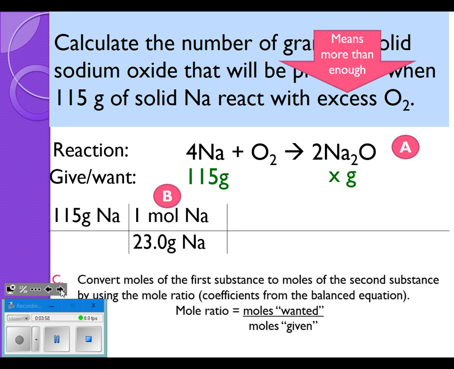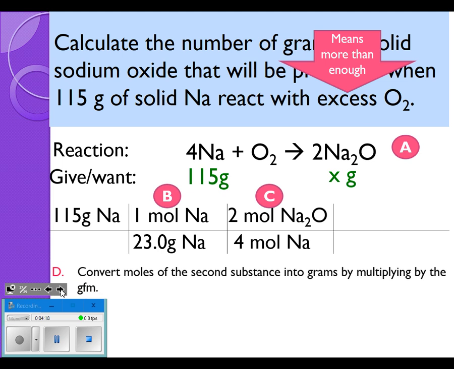Now we're to create a mole-to-mole ratio. So we put the moles of the given on the bottom. So moles of sodium would be 4 because the coefficient's a 4 in the balanced reaction. And on top, we'll put moles of sodium oxide. And we'll put a 2 in front of that because the coefficient's a 2. Now that completes step C, and we'll finish with part D, and that's to convert the sodium oxide from moles back into grams. So we'll have 1 mole on the bottom, and for every 1 mole, we have the GFM. So we look up sodium, which is 23.0 times 2, and then we'll look up oxygen, which is 16.0, and it'll be 1.